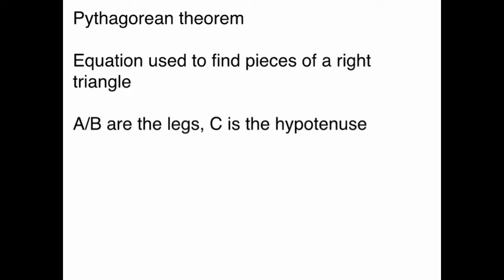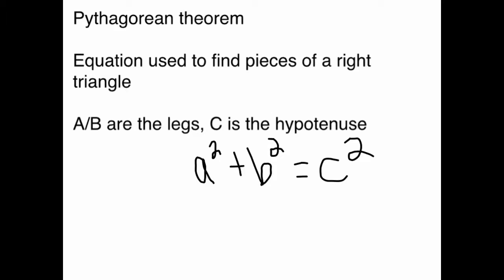Remember, the Pythagorean theorem is an equation used to find pieces of a right triangle. A and B are the legs, C is the hypotenuse. And this is my theorem: A squared plus B squared equals C squared.